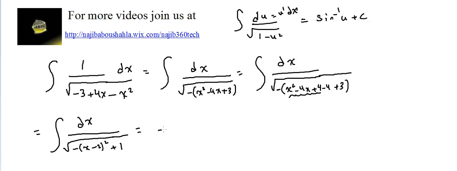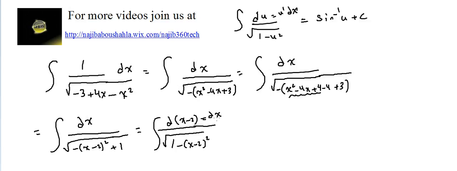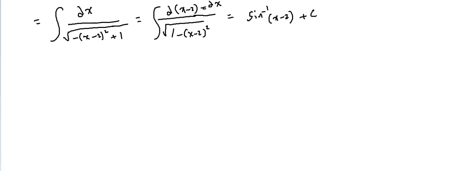So I can rewrite it as the integral of dx over radical 1 minus (x minus 2) squared. So what is u over here? It's x minus 2. Let me make du equal to dx, without changing anything, because the derivative of x minus 2 is 1, right? So now what do we have? du over radical 1 minus u squared. So the final answer is going to be sine inverse of u, which is x minus 2, plus c. Done.